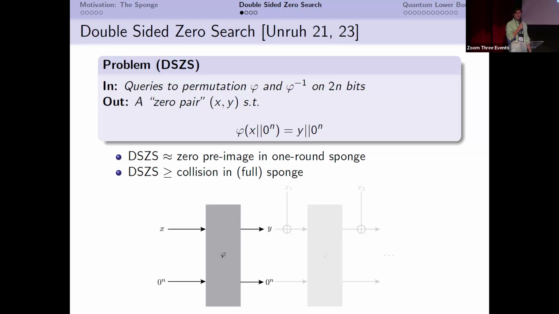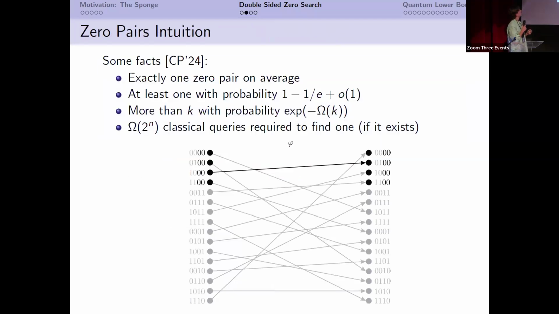And you can show that if you could efficiently find a zero pair in a random permutation, then that would immediately give an algorithm for finding a zero preimage in the one-round sponge. And it also gives a length extension attack for finding a collision in the full sponge. So a lower bound here wouldn't give full sponge security, but it's at least related to the sponge.